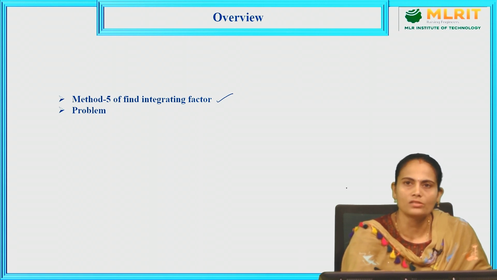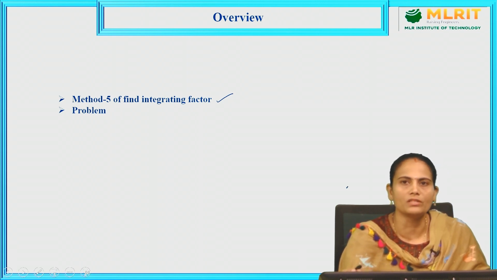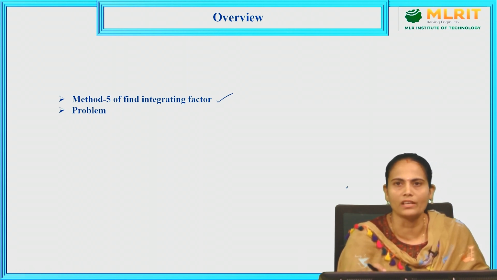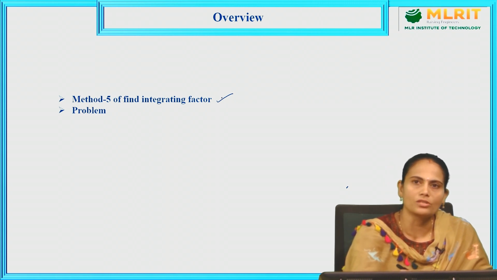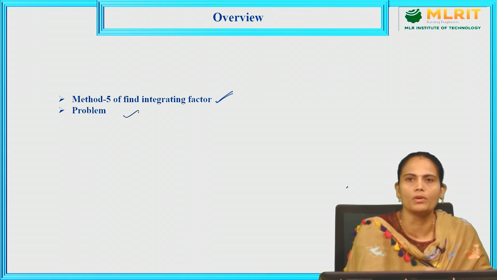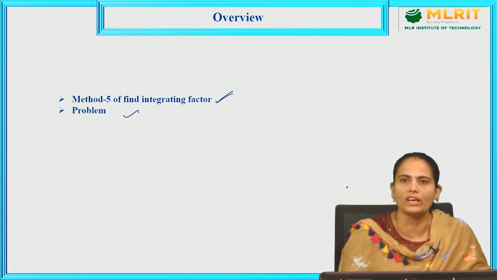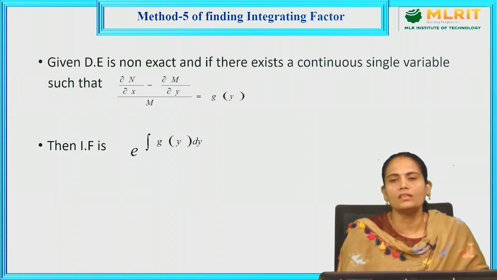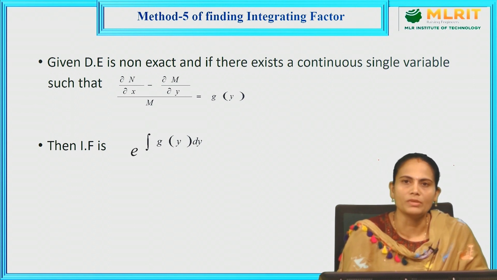In the last session, we discussed the different methods of finding an integrating factor. In this session, we are going to discuss method 5 of finding an integrating factor, and we'll see a problem using method 5. So now, let us see how we can use method 5 of finding an integrating factor.